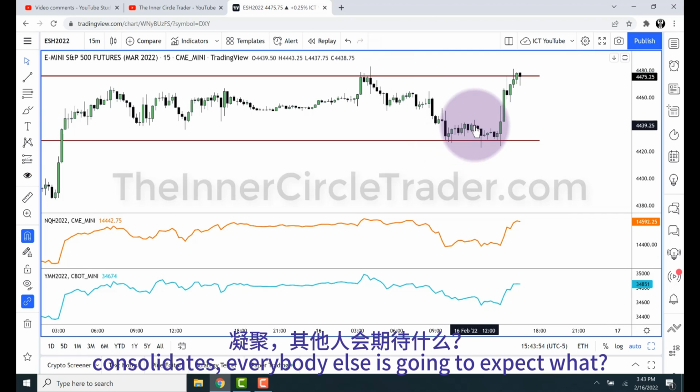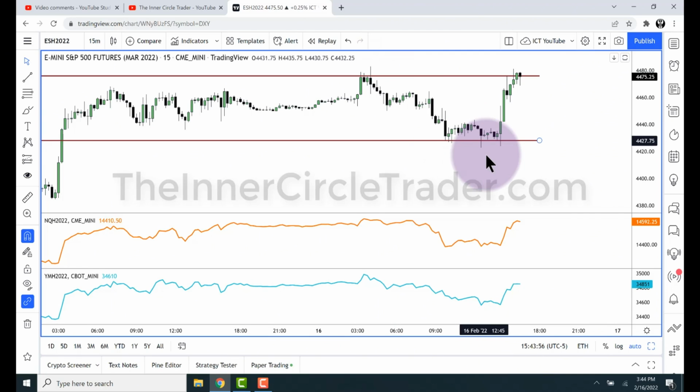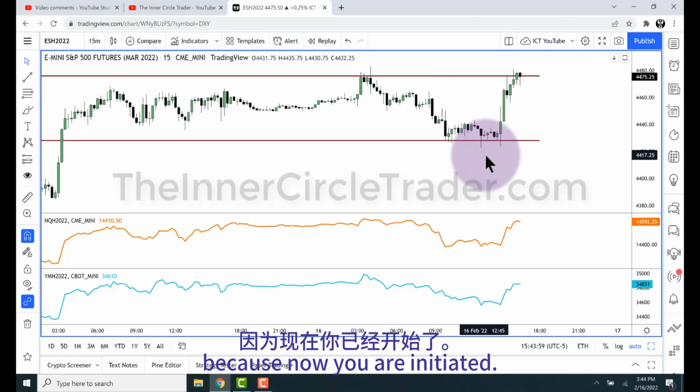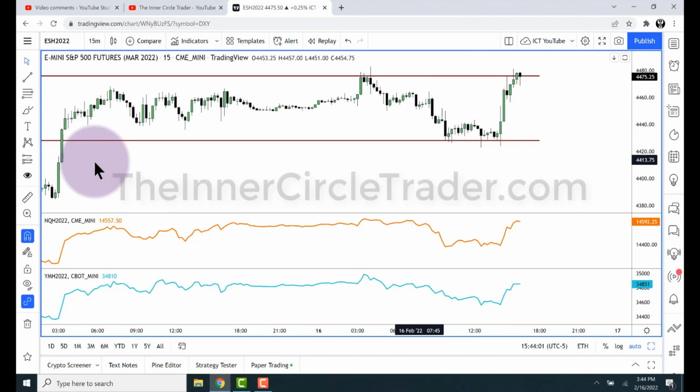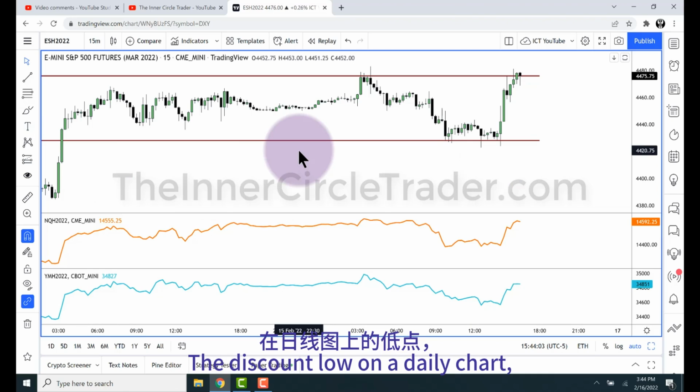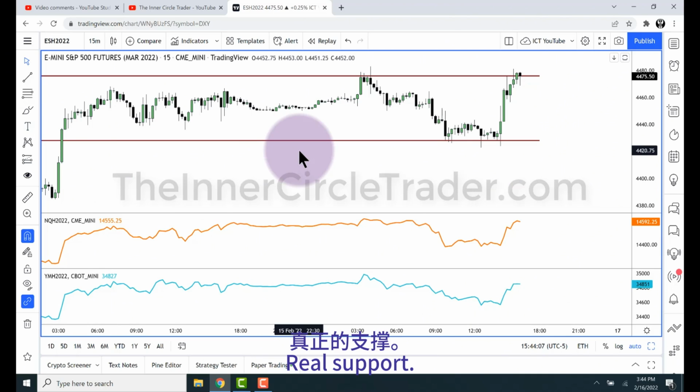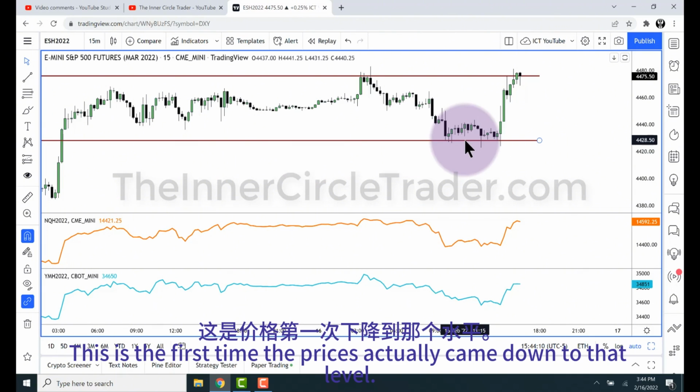Everybody else is going to expect what? Another leg lower. No, because now you are initiated. The discount low on a daily chart, that is extremely powerful, and it's going to act like what? Real support. This is the first time the price has actually come down to that level.